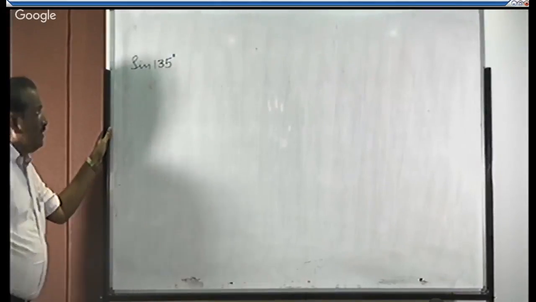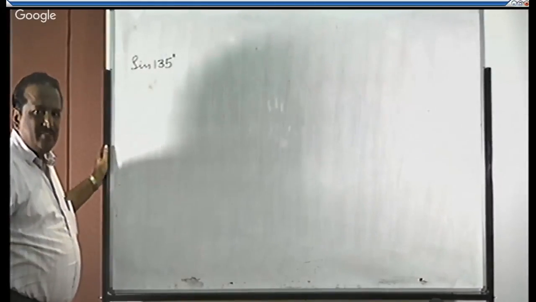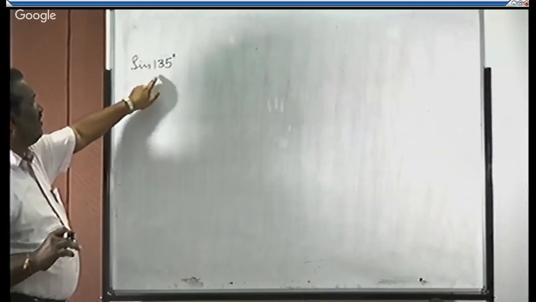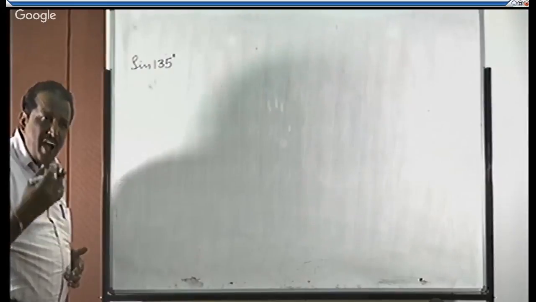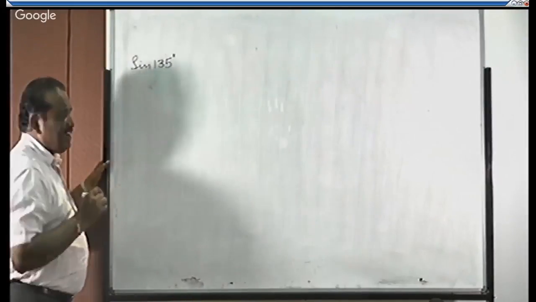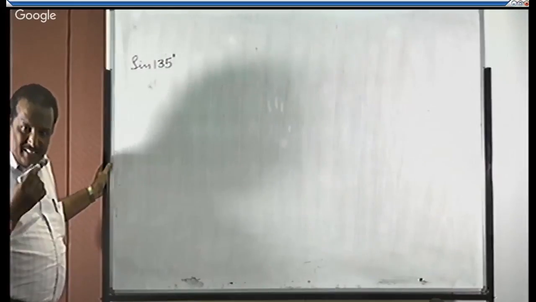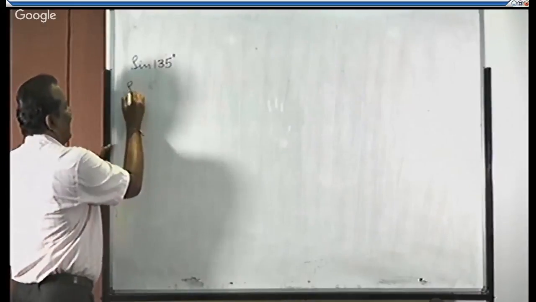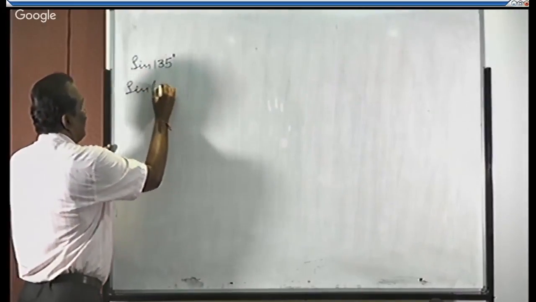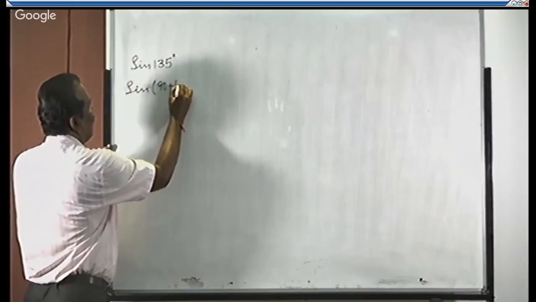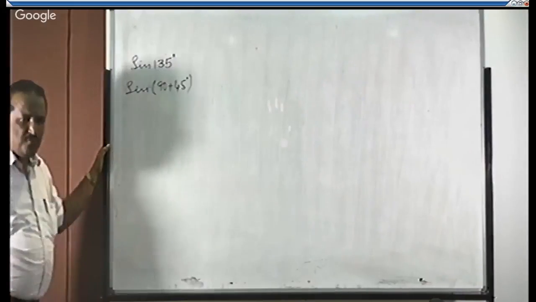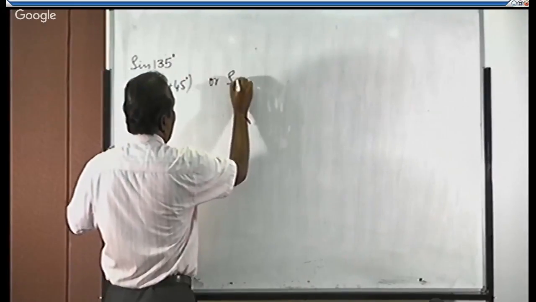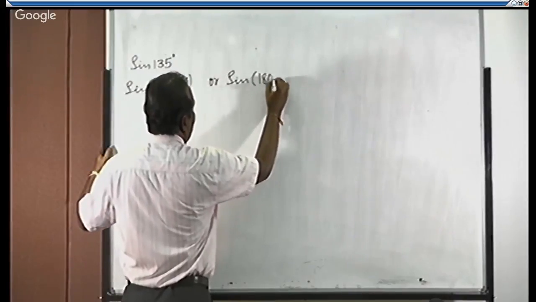Please remember, 135 is not a standard angle. So try to convert this 135 degree in the form of an allied angle. So 135 you can write as 90 plus something or 180 minus something. Both are right. For example, I just write 135 as 90 plus 45, because 90 plus 45 is equal to 135. Or you can also write 135 degree as sin of 180 minus 45.